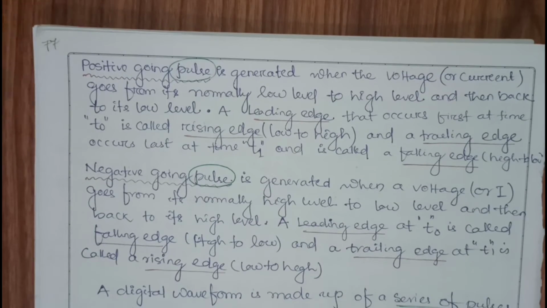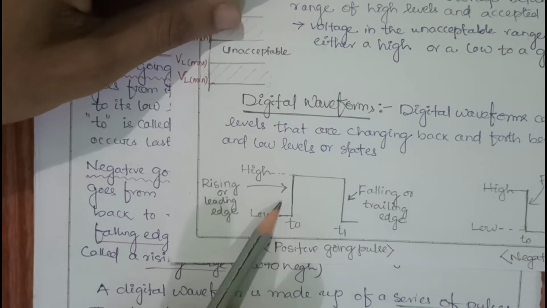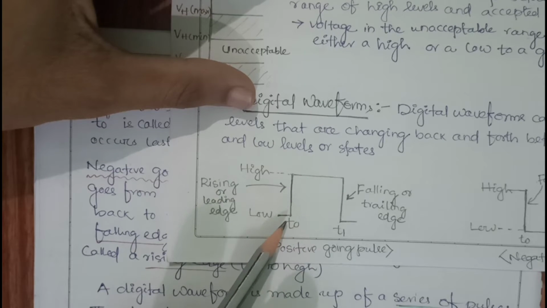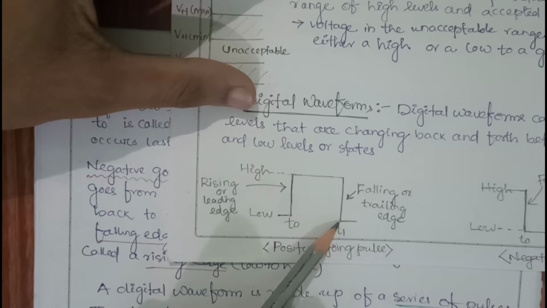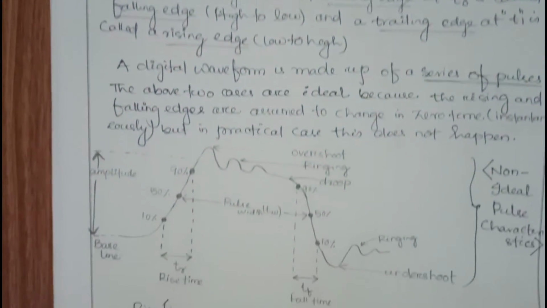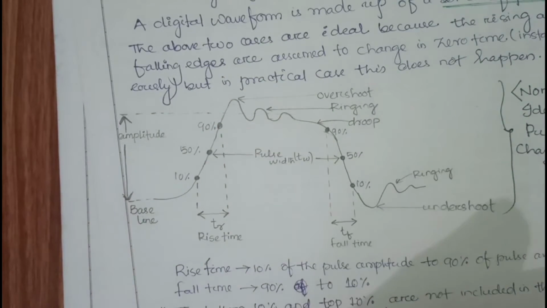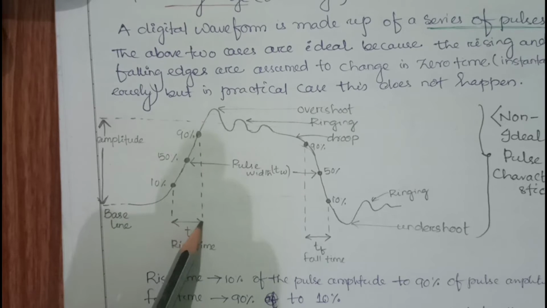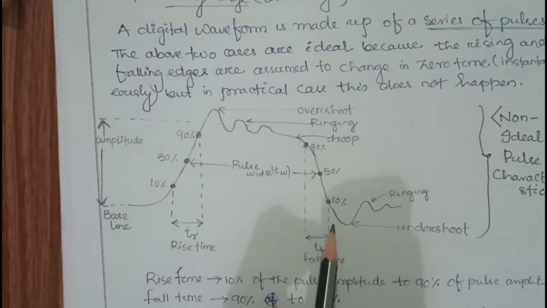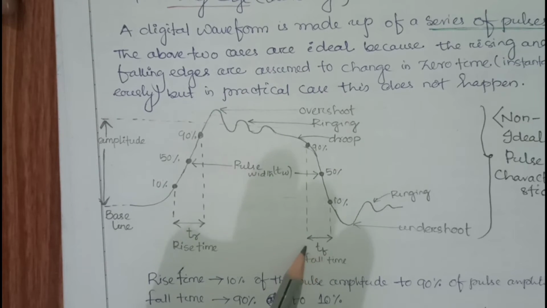Now whatever we have seen here is nothing but an ideal pulse, meaning at zero interval of time it is rising or at zero interval of time it is falling. But in practical cases it is not like that. To rise from low to high it needs some time, as you can see. This time is called rise time. Similarly, going from high to low it needs some time to fall, which is called fall time.